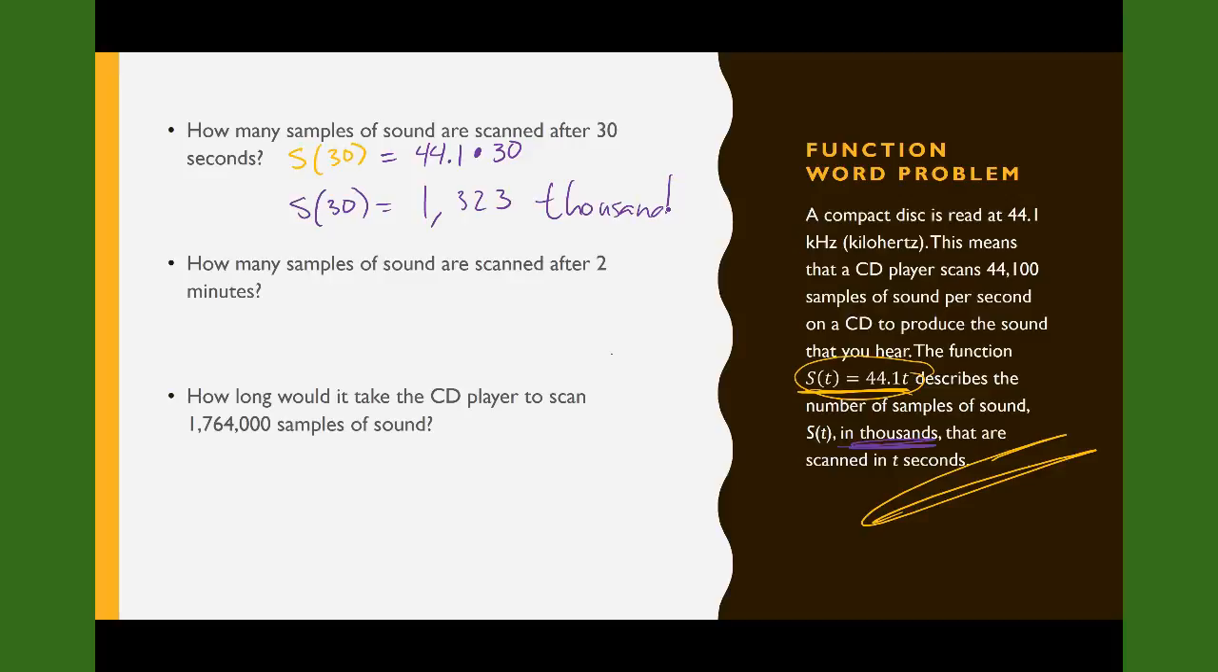So, thousands, or the other way to write this is, the final answer would be 1 million, because the thousands represents 3 zeros, 1,323,000 samples. So a CD scans 1,323,000 samples of sound after 30 seconds.